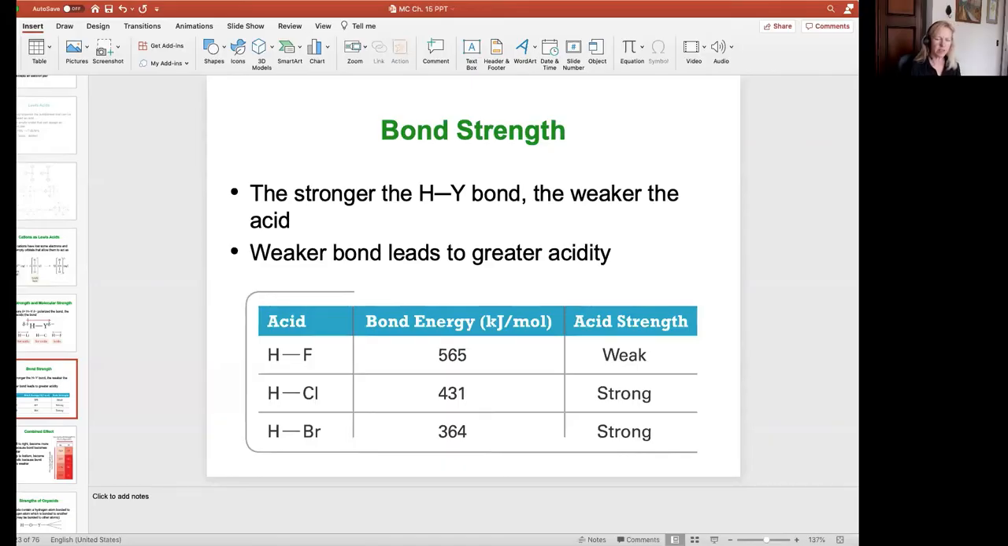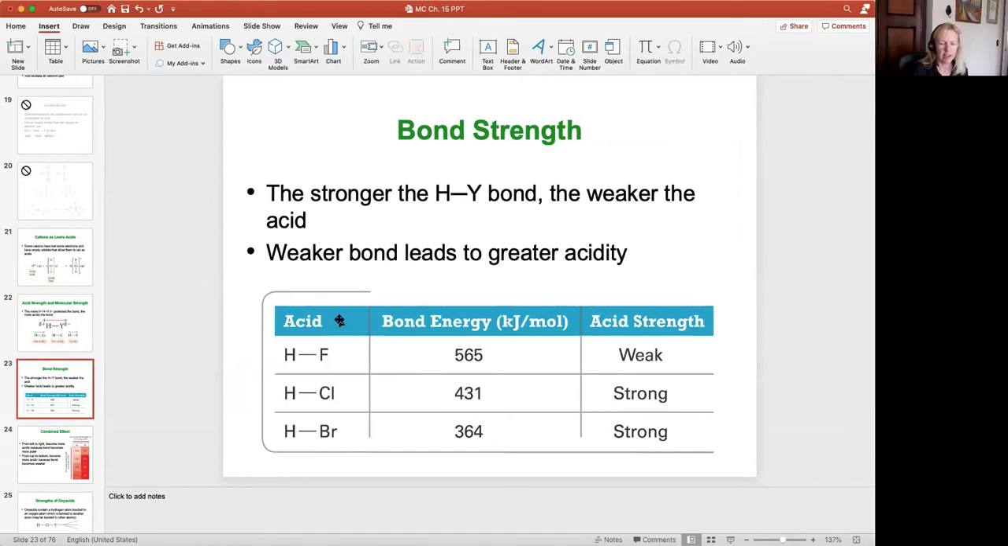So you can't just look at one thing, you have to look at it as an overall system. If we look at this slide here, what you see is that as I increase my bond energy, hydrobromic acid is down here, then hydrochloric acid, and hydrofluoric acid. The bond energy, or the bond strength, is going to increase as I go up. And that's because my anion here is getting smaller.